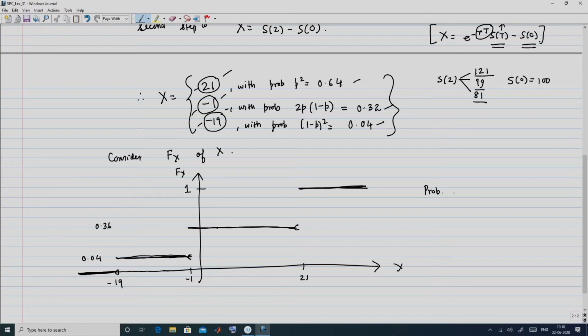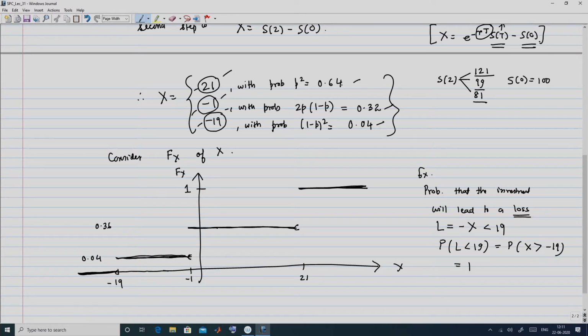So, for example, this is the probability that the investment will lead to a loss L, and what is loss? Loss is negative of gain, so that is minus X. I want to find out the probability that the loss will be less than 19. So, this is nothing but the probability of L being less than 19, which is the same as the probability of X being greater than minus 19, and this is nothing but 1 minus a probability. So, using the complement property of probability, this is 1 minus the probability of X less than or equal to minus 19. What is the probability that X is less than or equal to minus 19? This is 0.04. And so, 1 minus 0.04 is 0.96.